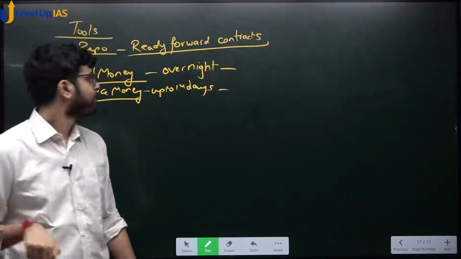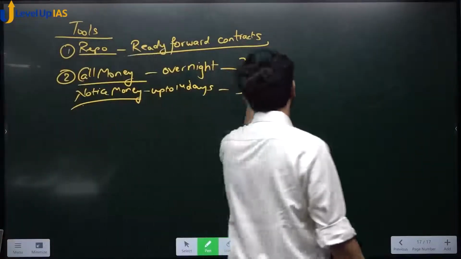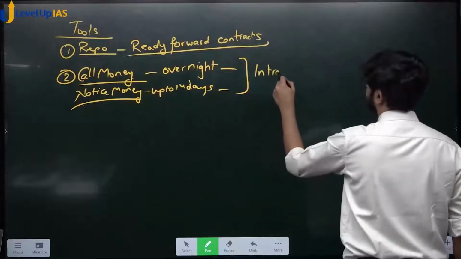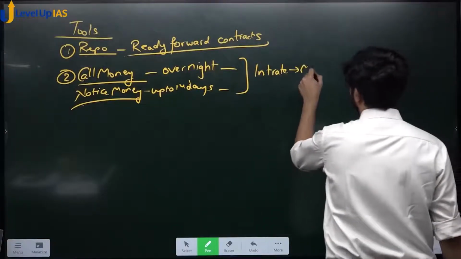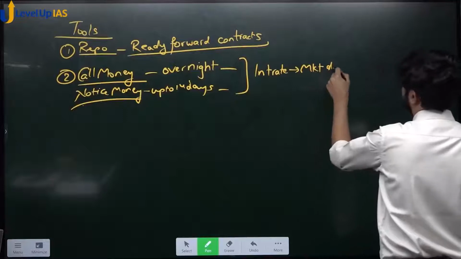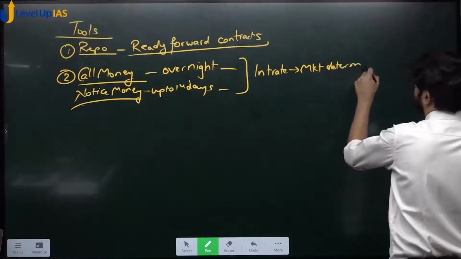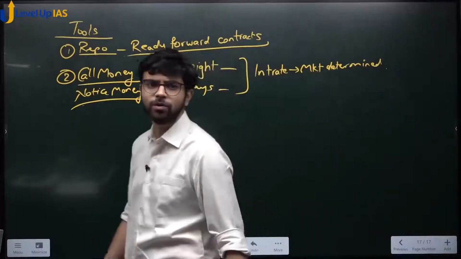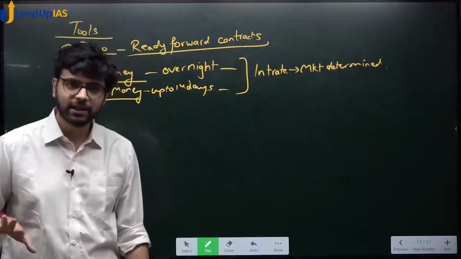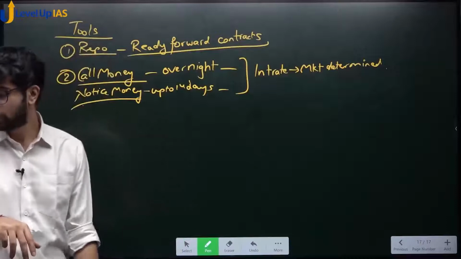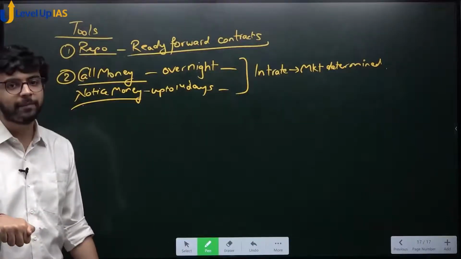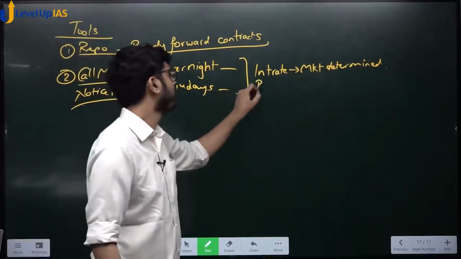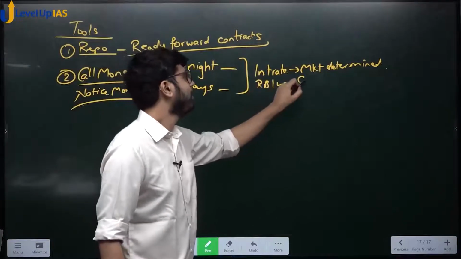Is this okay? What is the interest rate? Market determined interest rate. जो भी interest rate चल रहा है उस पे कर लो. Are you understanding this? Market determined interest rate. Who can participate in this? Can RBI do it? Yes. Commercial bank?